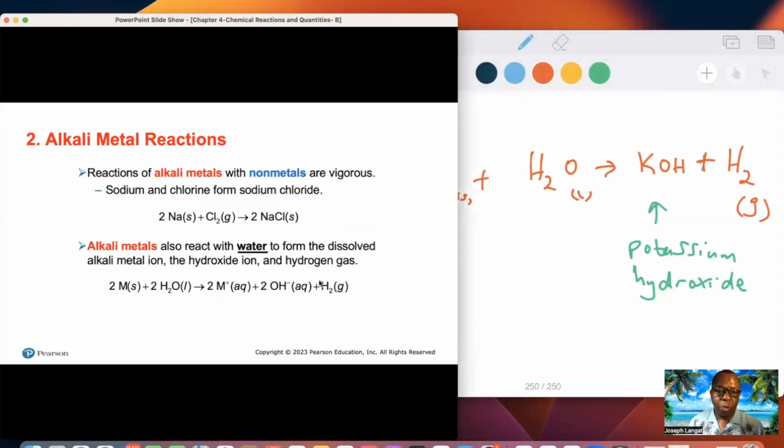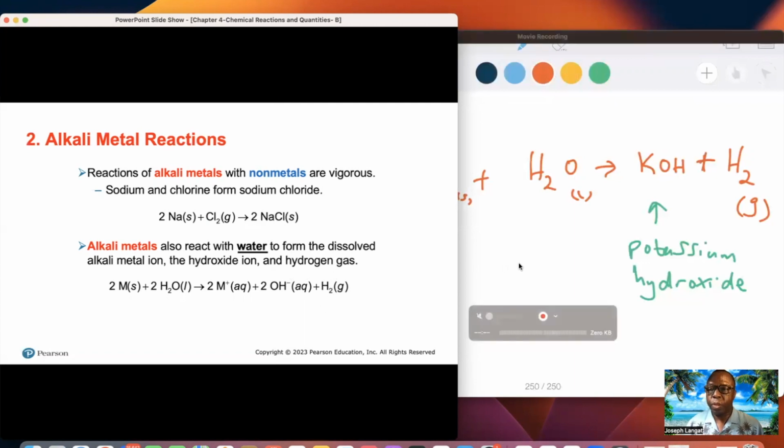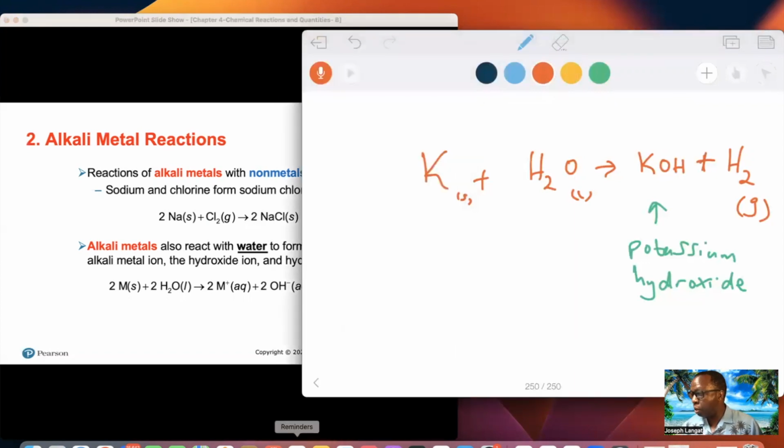That's what you need to pay attention to: they produce hydrogen gas in H2O, but for non-metal, it produces the ionic compound, but in liquid H2O, that is what we have. So now let's balance the equation here.